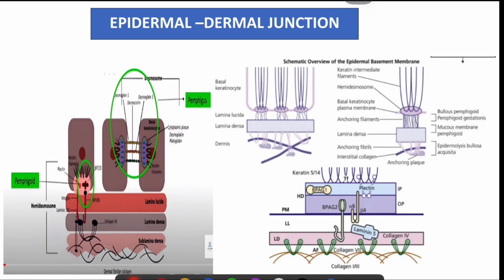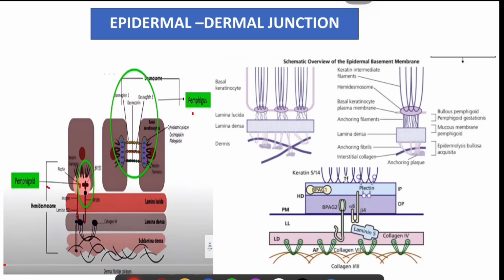Now, before we learn bullous lesion reaction, we must know the epidermal-dermal junction thoroughly, because if you know where the dermal-epidermal junction is broken, you can identify whether it is the pemphigoid group or the pemphigus group, right?